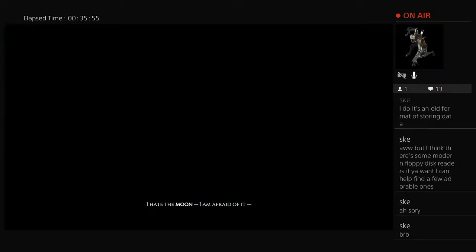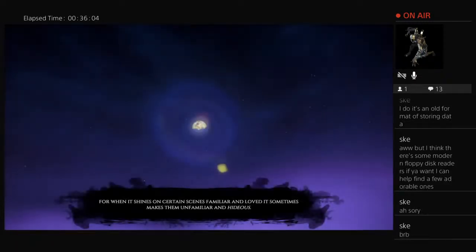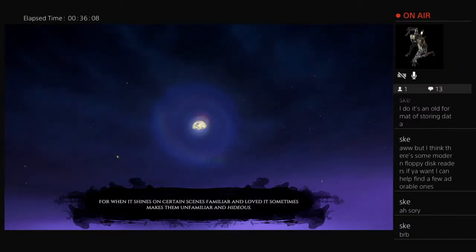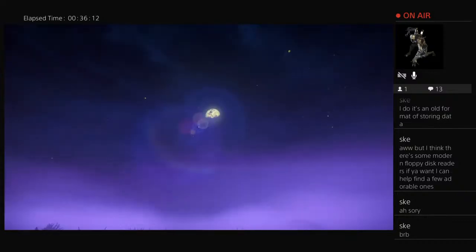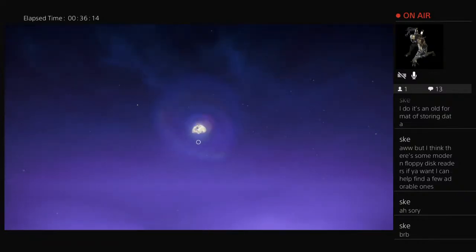I hate the moon. Why would you hate the moon? That's rude. What did the moon do to you? When it shines on certain scenes, familiar and beloved, it sometimes makes them unfamiliar and hideous. I like this atmosphere, though. That looks beautiful. Any other questions?